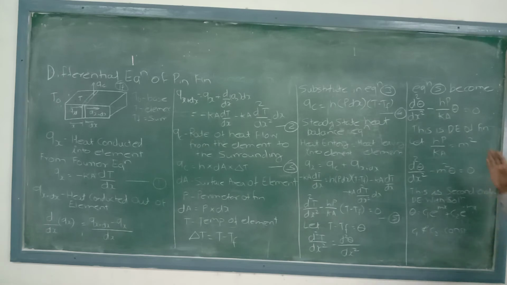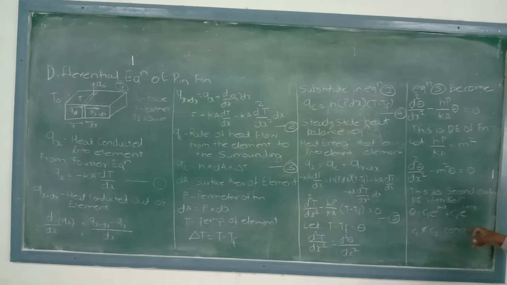Okay. As we know, m square is equal to hP by kA, or we can say m is equal to under root hP by kA. So we are substituting the m square value in this equation. The modified equation is d square theta upon dx square minus m square theta is equal to 0. And this is the second order differential equation with the solution theta is equal to C1 e raised to mx plus C2 e raised to minus mx.